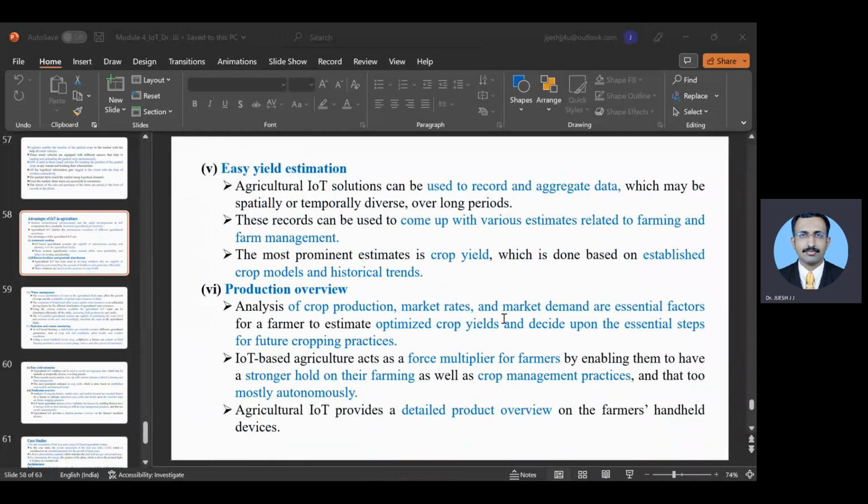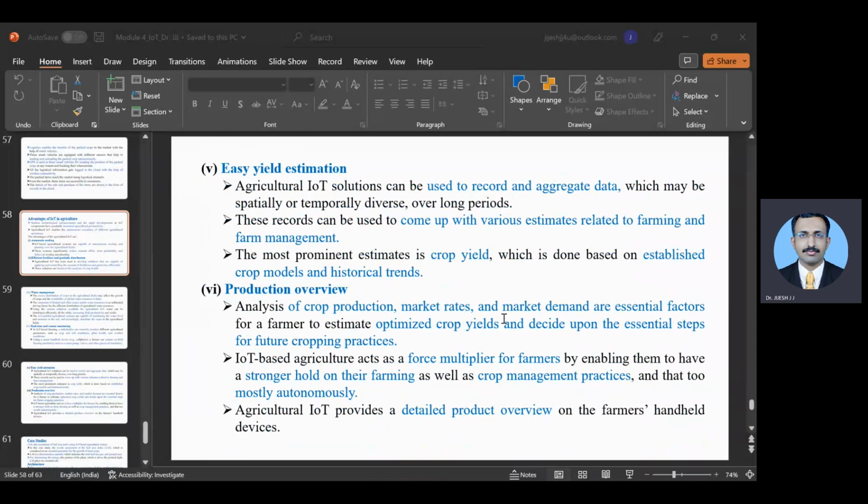Otherwise, you are simply doing your agricultural process, you may get the products, but you may not utilize it to the maximum extent. By using the technology, you can make sure that the productivity is improved to the maximum extent. So these are some of the advantages. What are the advantages we have seen?